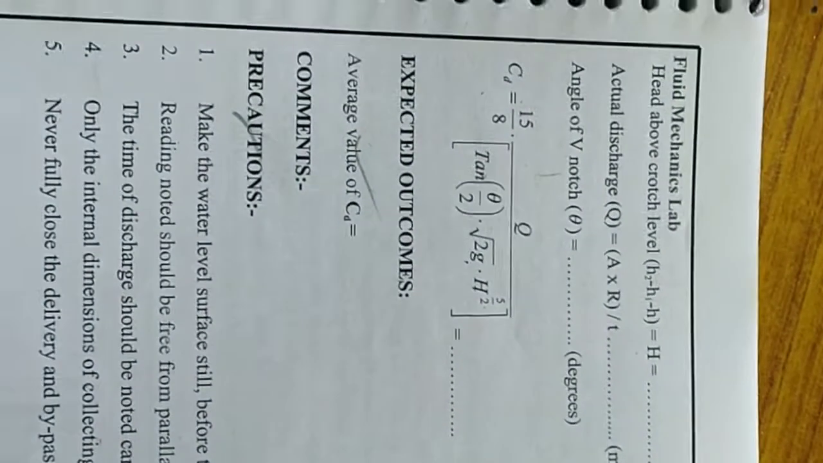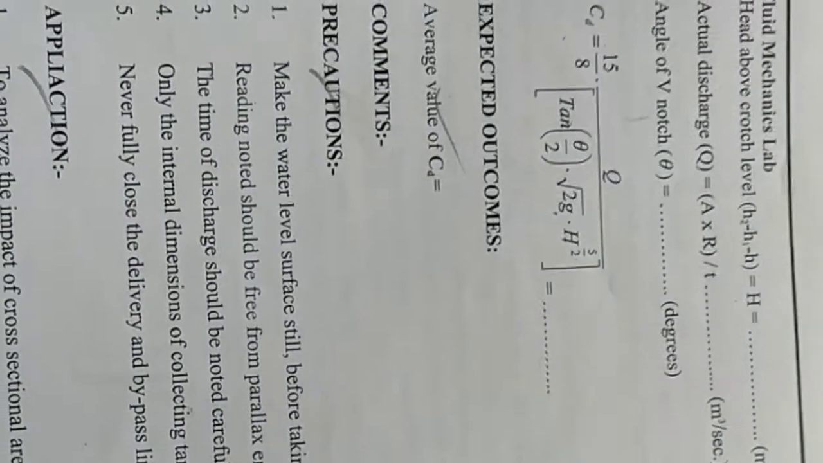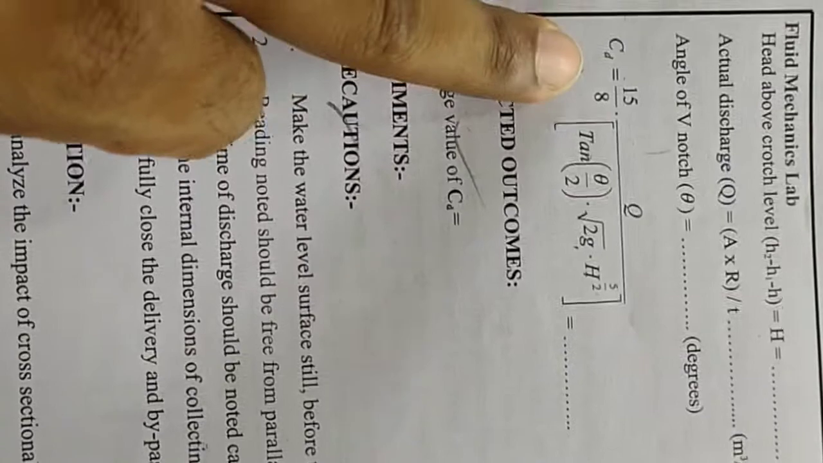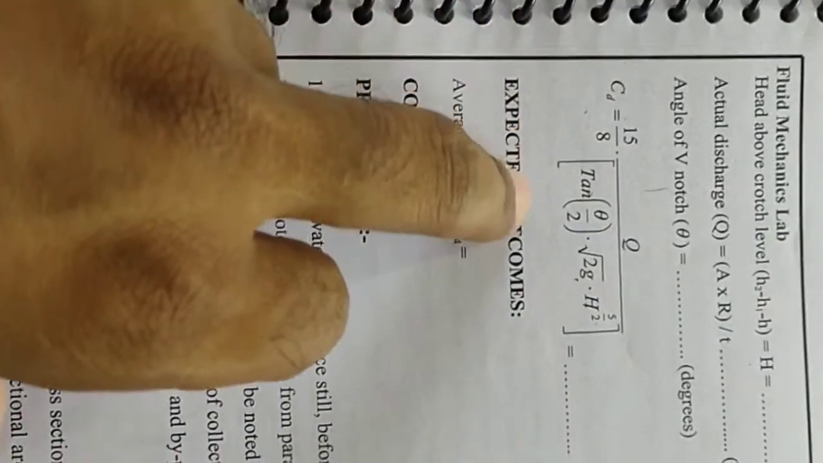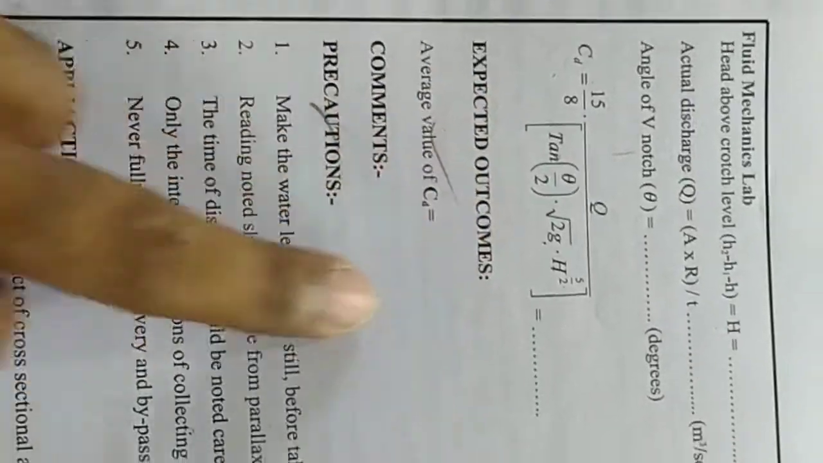Similarly, we do this experiment using the rectangular notch. Again we calculate the same thing and calculate the coefficient of discharge, which will be different. Same process, but we change the notch and use the rectangular notch instead of the triangular notch.